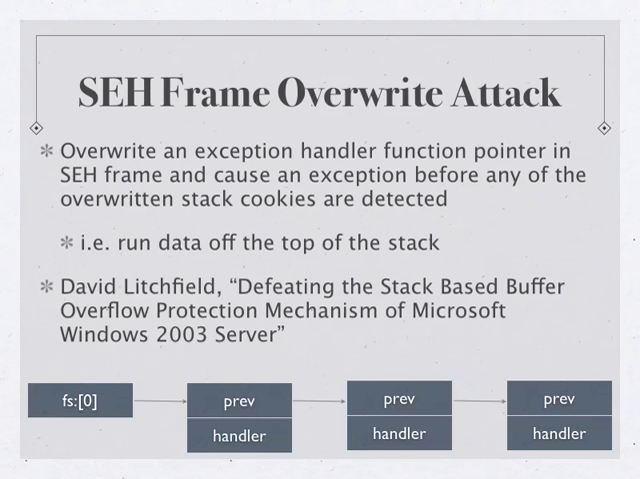And if you keep overwriting past that SEH frame until you run off the top of the stack, what'll happen is it'll cause an exception, and then Windows will start looking for exception handler frames to handle the exception, and it'll use your overwritten function pointer in one or more of those SEH frames. And so for a while, people were using this to gain control.